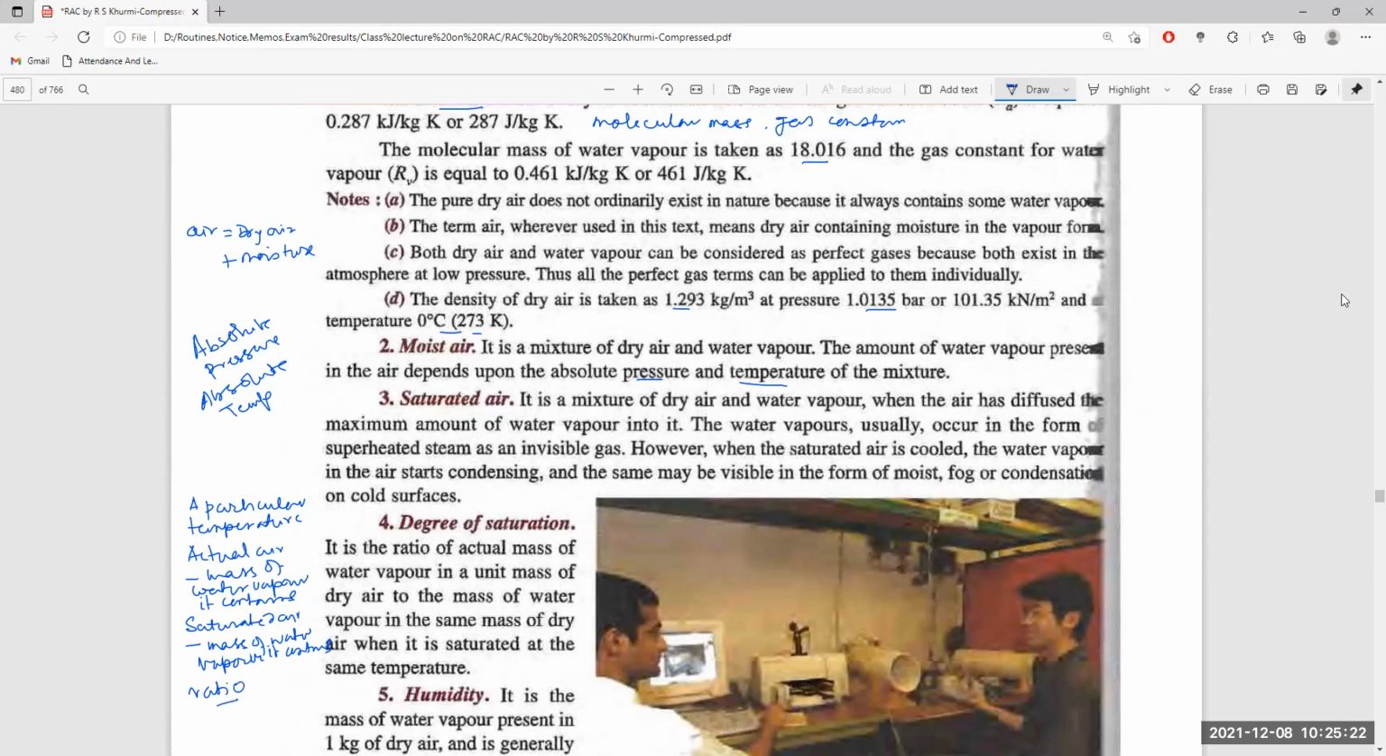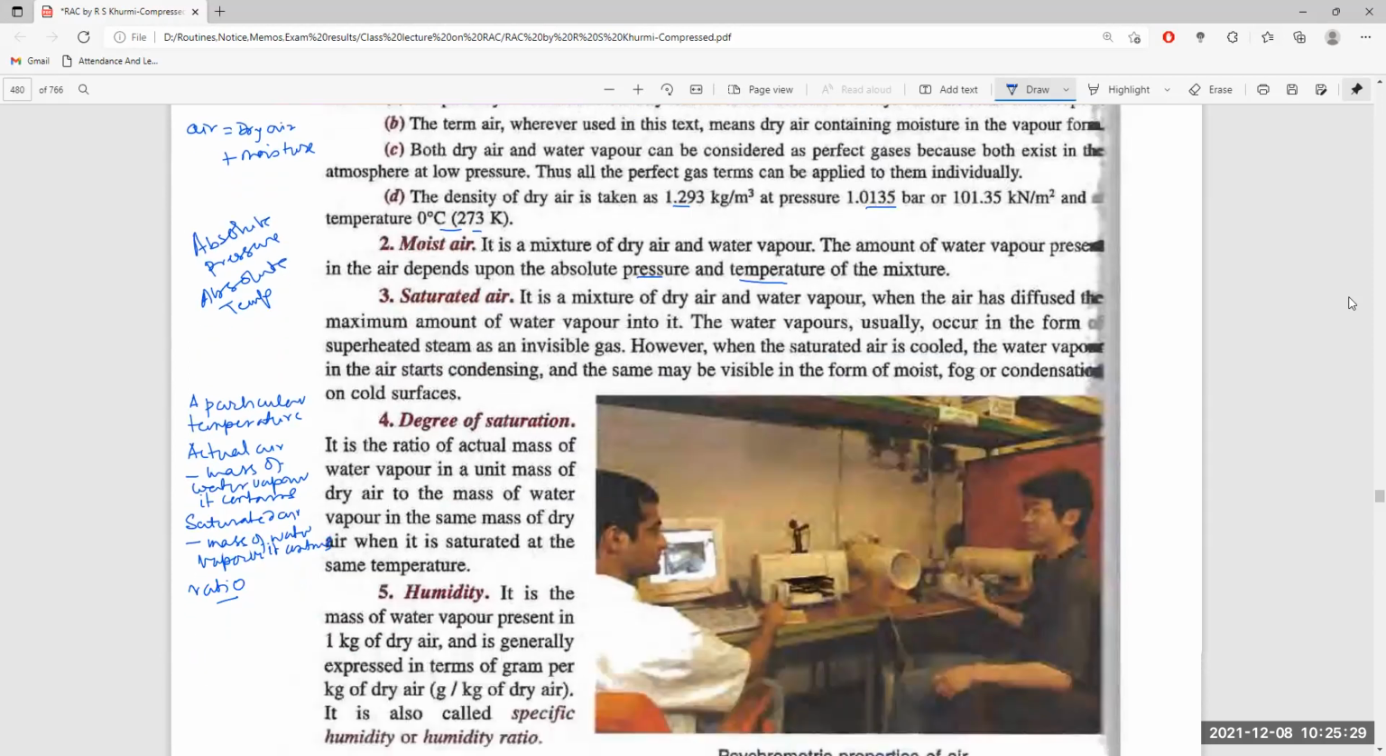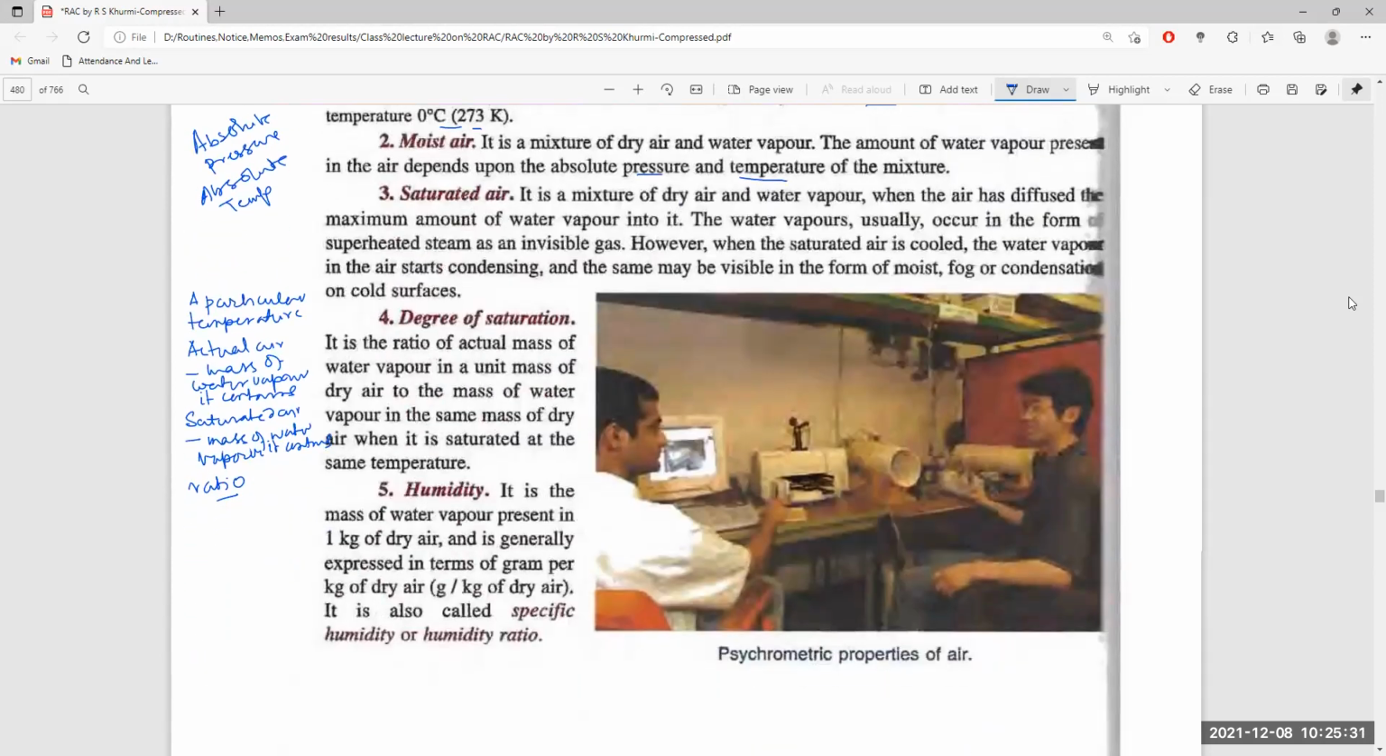So it is the ratio of the actual mass of vapor to the saturated vapor mass. Humidity is the mass of water vapor present in 1 kg of dry air, and it is generally expressed in terms of gram per kg of dry air.